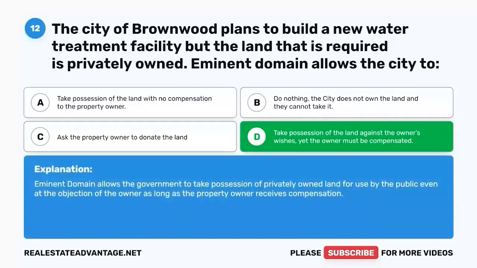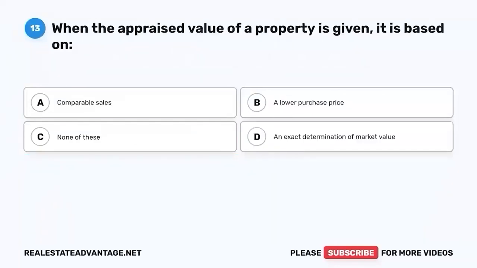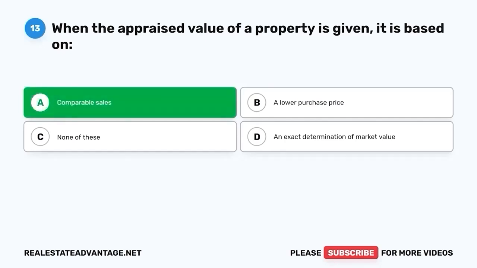Eminent domain allows the government to take possession of privately owned land for use by the public, even at the objection of the owner, as long as the property owner receives compensation. Question 13. When the appraised value of a property is given, it is based on A. Comparable sales, B. A lower purchase price, C. None of these, D. An exact determination of market value. The correct answer is A.